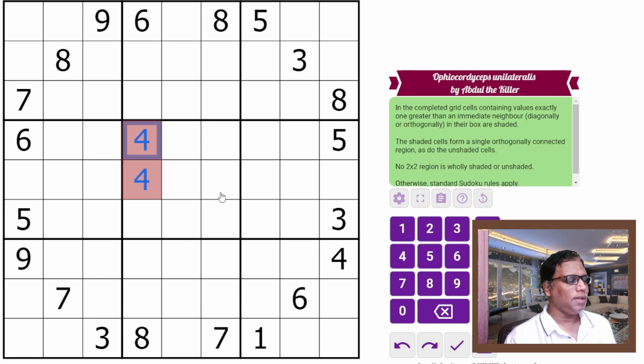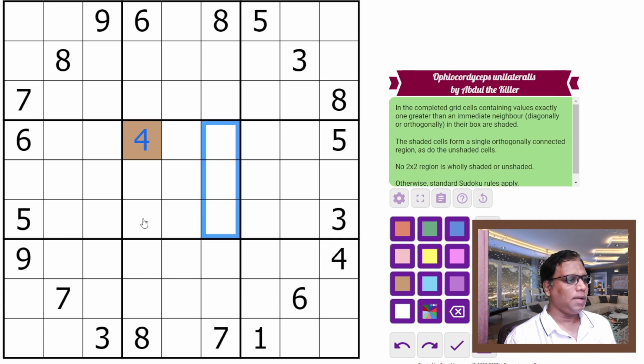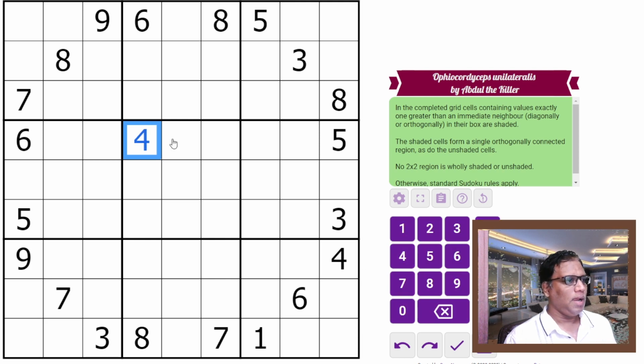So let's say if 4 is here and 3 is anywhere here, then 4 will be shaded. Otherwise, if 3 is not there, the 4 will not be shaded. So that's the rule: any immediate neighbor, but this is only for the box. So for example, if 4 is here and 3 is here, then 4 is not necessarily shaded, because this 3 is not in the box. If 3 is in the box and immediate to the neighbor, then the 4 will be shaded.